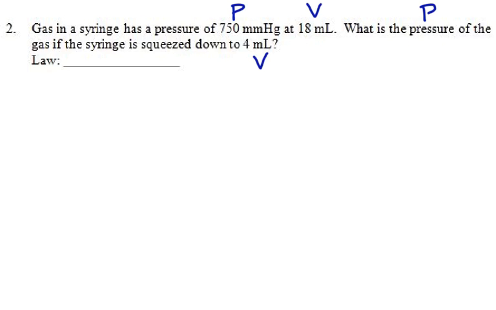Okay, so I can see now I have two P's and two V's, so this must be a P1V1 equals P2V2 problem. And I need to keep track of which law. This law is the only one that looks like multiplying. It's V over T and it's P over T, but when it's PV it's multiplied together. So this is Boyle's law.